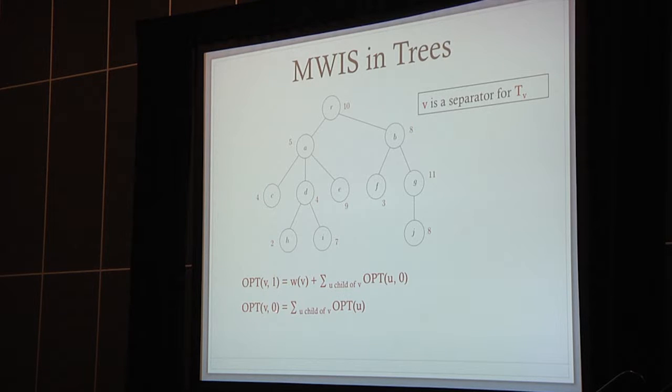And what about opt of V0? That is, I don't want to include V. Well, it is the sum over the children of V, opt of U, because I don't care whether you include the child or not. That is given by opt of U. So that's a very simple recurrence relation, and you can do this bottom up. So how can you do this in a general graph?